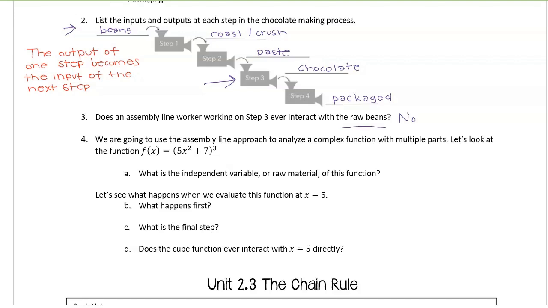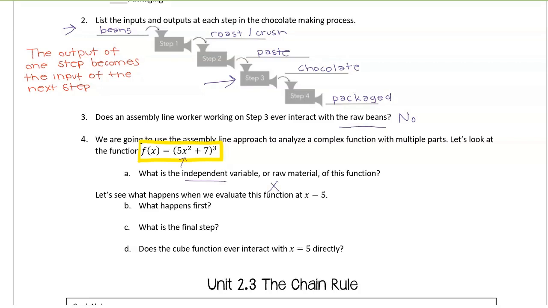So now let's use this idea of putting something into a step and then getting something out and then doing another step. Let's look at this function. F of x equals the quantity 5x squared plus 7 all cubed. The first question says, what is the independent variable, or we could also call it the raw material of this function? Well, this is going to be x. We're putting x into the function.